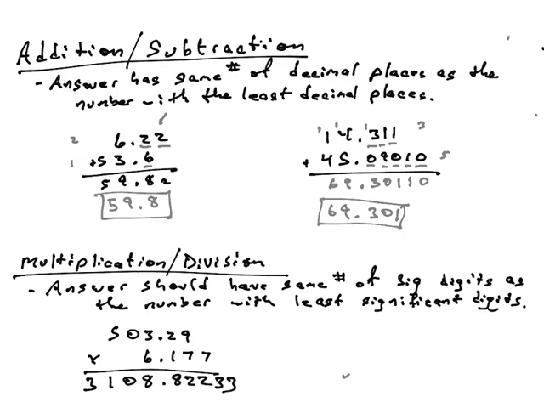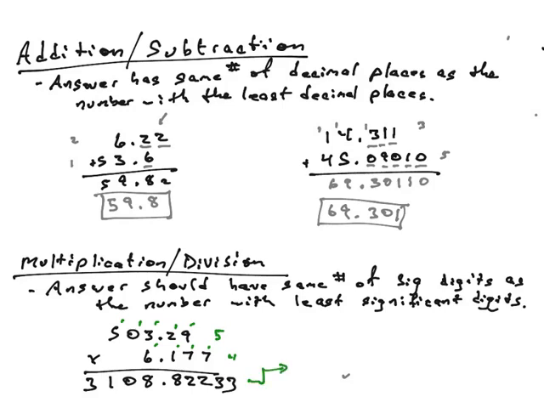So the 503.29, the 5, the 3, the 2, and the 9 are definitely significant. The 0 is also significant because it comes between the 5 and the 3. So that's got 1, 2, 3, 4, 5 significant digits. My second number, they're all non-zero, so they're all significant. 1, 2, 3, 4. So this has 4 significant digits. So my answer needs to have 4 significant digits. Whichever number has the least number, that's how many I need in my answer.